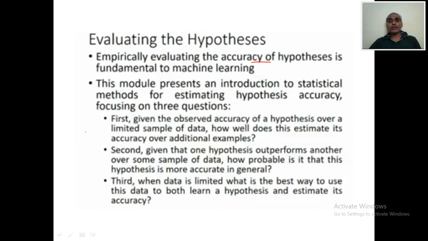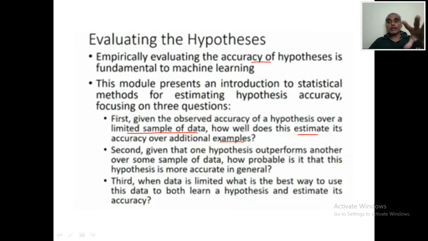Basically it focuses on three questions. What is the first question? Given the observed accuracy of a hypothesis over a limited sample of data, you have collected some limited samples. For this limited sample, let us say your learning algorithm accuracy is 95%. How well does this estimate its accuracy over additional examples?